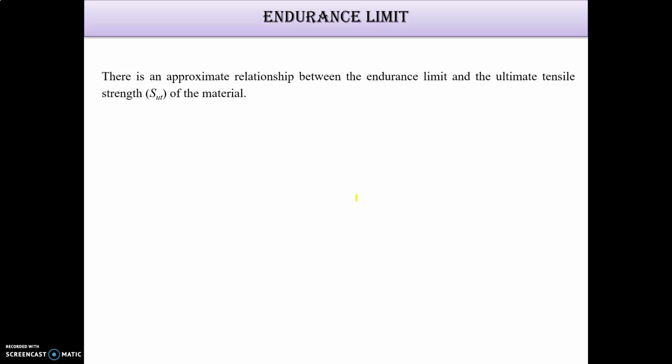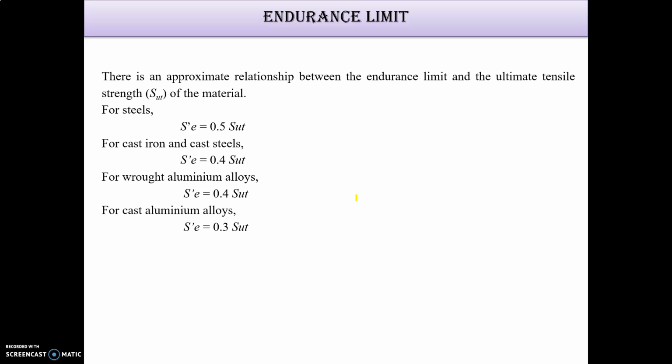Now some relationships between the endurance limit and the ultimate tensile strength are that for steel it is 0.5 times Sut, for cast iron 0.4, for aluminum 0.4, for aluminum alloy 0.3. Okay, I'm just giving you this knowledge to understand for the numerical purpose. Now this is for 50% reliability. This data is based on the 50% reliability. We are going to see the reliability part also.